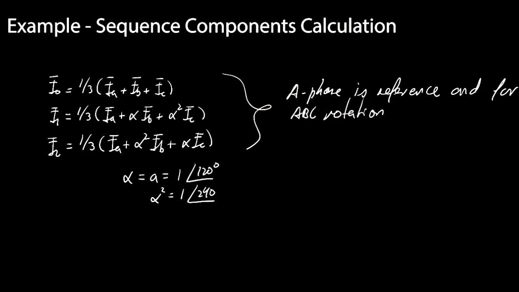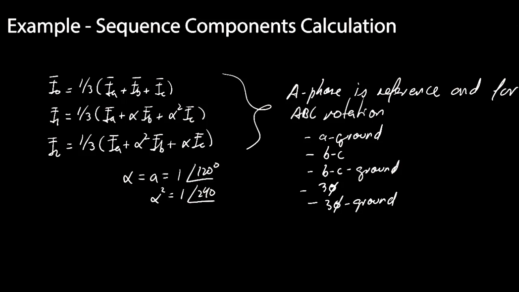Now, the other thing that I mentioned is that, again, we're taking A phase as the reference. What that means is that these equations apply for the following faults. So these would apply for an A to ground, a B to C phase, B to C to ground, or of course for three-phase faults. So three-phase or three-phase to ground.